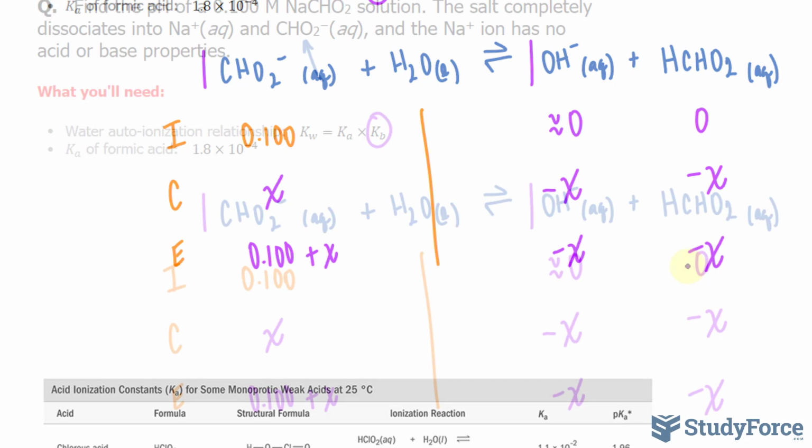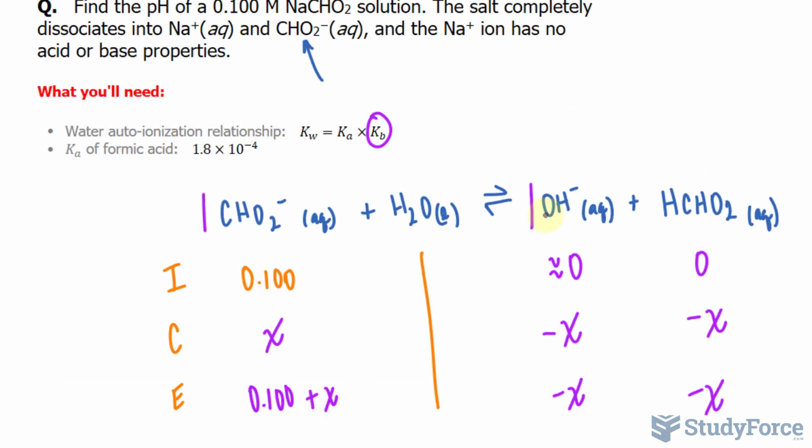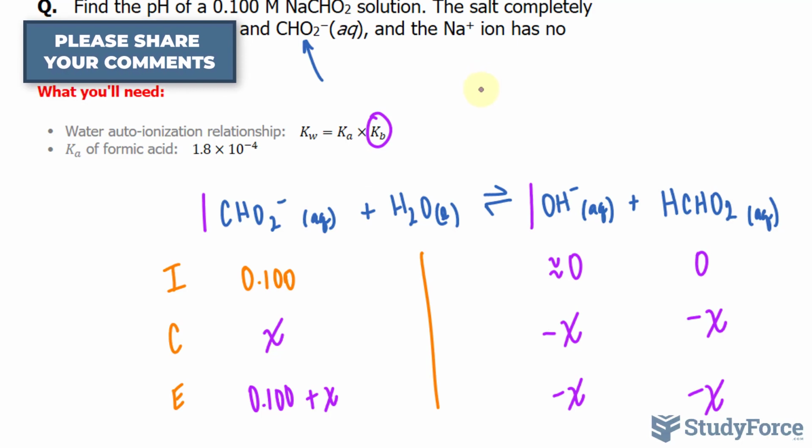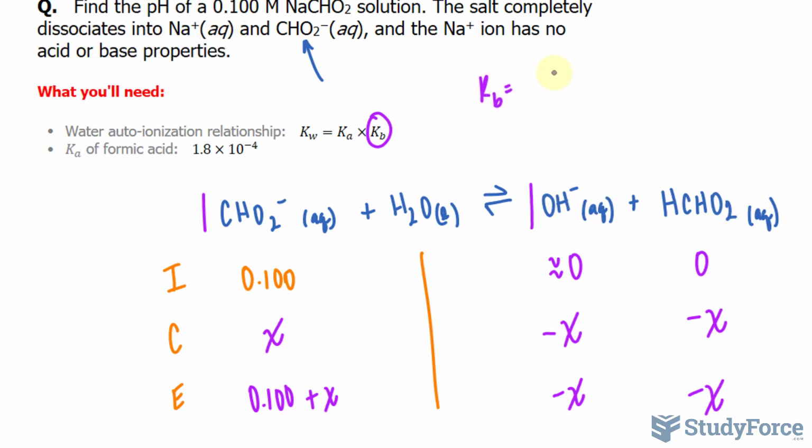Now as I mentioned, we are looking for the concentration of OH minus. To find the concentration of OH minus, we will set up an equilibrium expression related to K sub B. Here's what I mean. K sub B is equal to the concentration of the products, OH minus, the concentration of HCHO2 over the concentration of CHO2 minus. Notice that we did not include the concentration of H2O because it is a liquid.